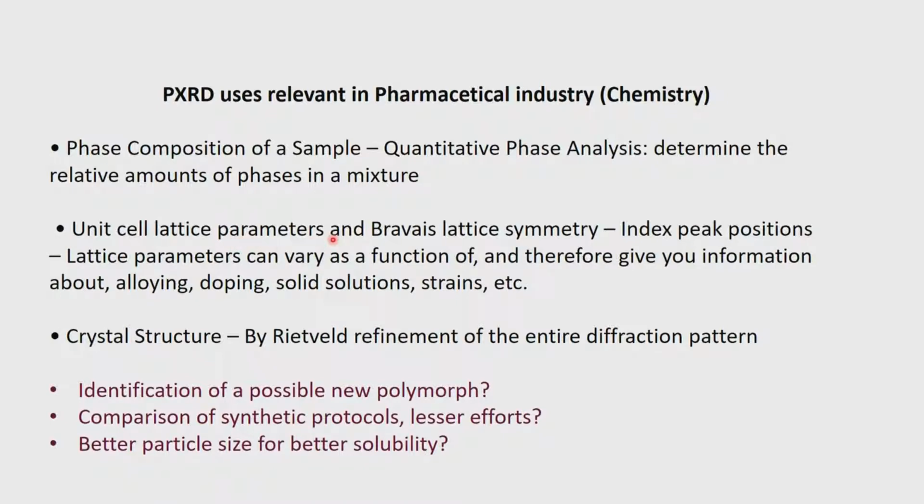So, the way in which we go about it is we determine the unit cell parameters and, of course, the Bravais lattice symmetry, index peak positions, then lattice parameters can vary as a function of composition and therefore give you information about alloying, doping, solid solution, strains, etc. These are all very critical in the pharma industry. The other most important aspect is, since we say the profile is characteristic of the material, profile fitting is an issue which we can sort out in order to get all these issues completely analyzed.